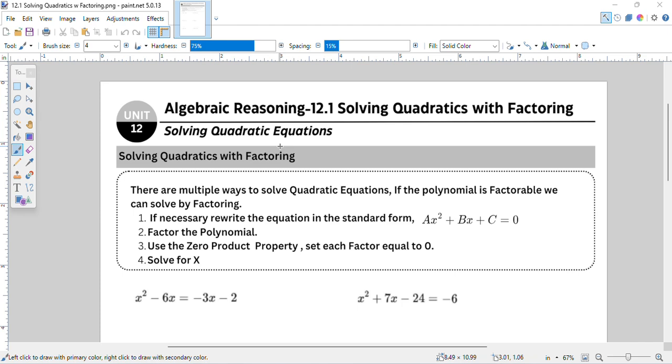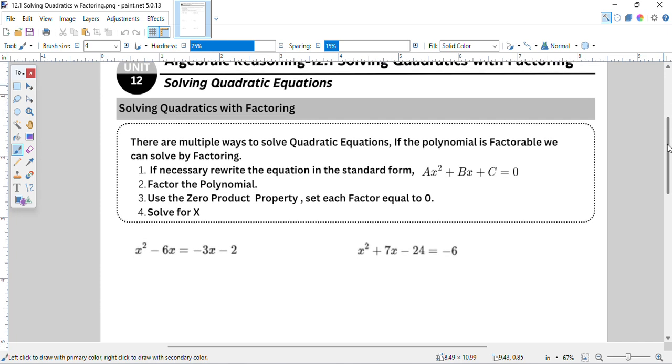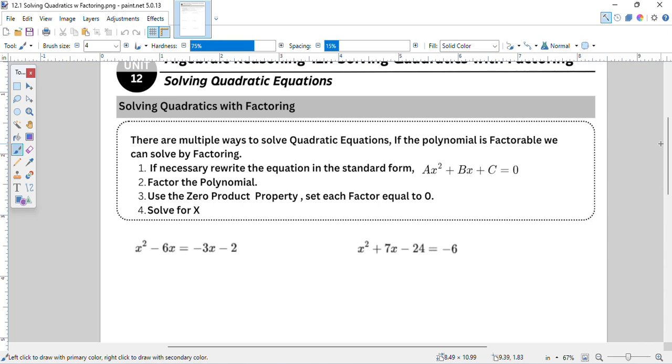Today we really take that a step further. We're going to start solving quadratic equations, and realistically there are multiple ways that we can solve a quadratic. But I wanted us to start with factoring because that's what we just got out of. One of the ways that we can solve a quadratic equation is if that polynomial is factorable, we can factor, okay? And once we have factored, we set our factors equal to 0, solve for x, and we're done, just like that. And I kind of have those steps written out right here.